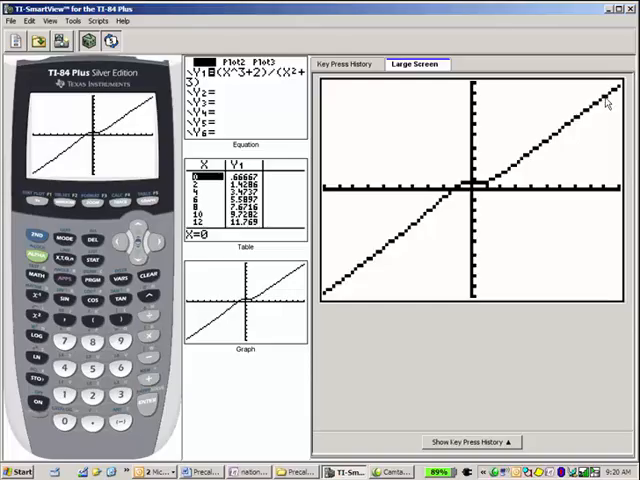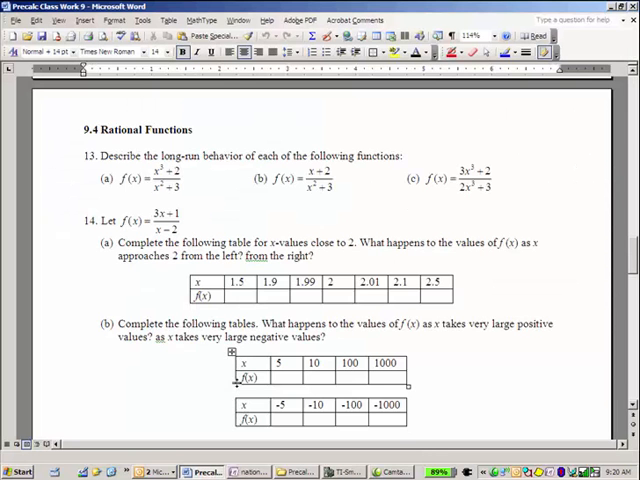Is it getting closer to something? Yeah, getting bigger and bigger and bigger. What about when it gets negatively big? Yeah. All right. So we can actually look at this function and say, hey, when x gets big, the function gets big.